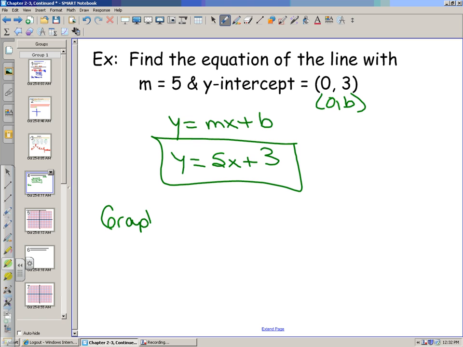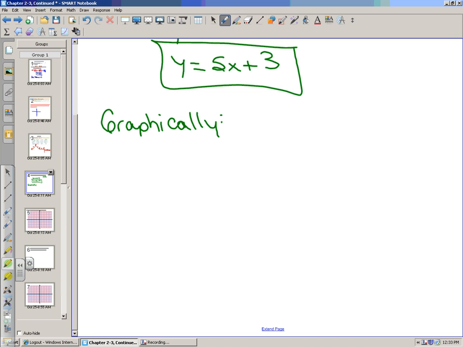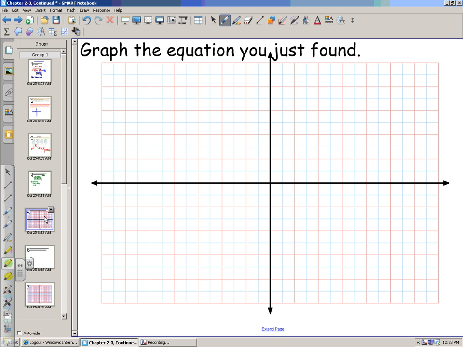Graphically, I want to graph this bad boy. The only way I can graph it is by taking the information they gave me and using it. They gave me 2 pieces of information. They gave me a y-intercept, which is (0, 3), and they gave me a slope of 5. Well, if I graph that, I can graph the point (0, 3), can't I? There it is. Agree?